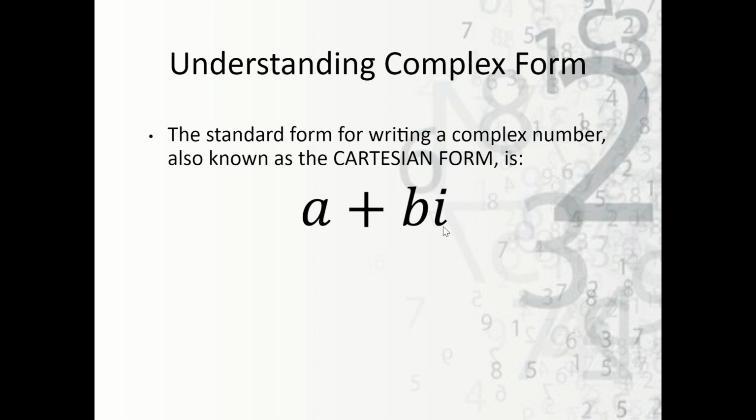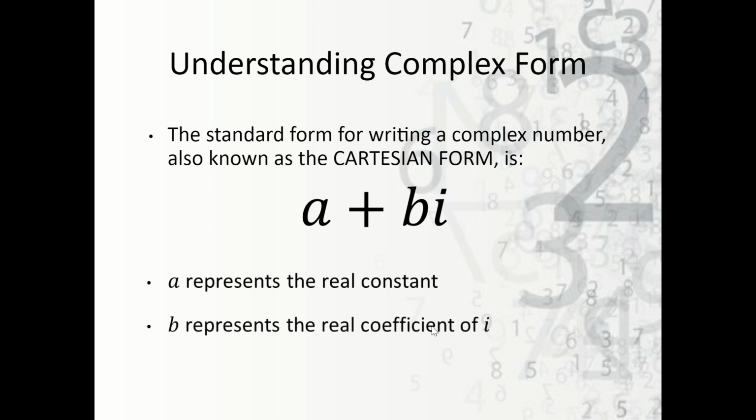So we have our imaginary number here, and we can have multiples of them. So we could have 4i, which means there's 4 imaginary numbers. So we can look anything like this. a represents a real constant, b represents the real coefficient of i, and i represents the square root of -1.